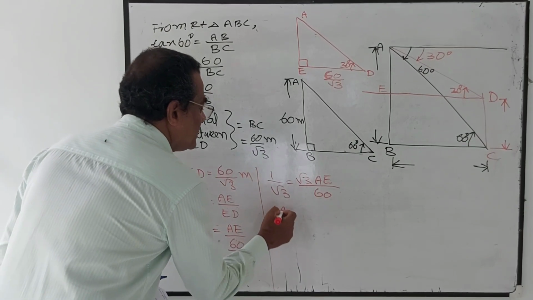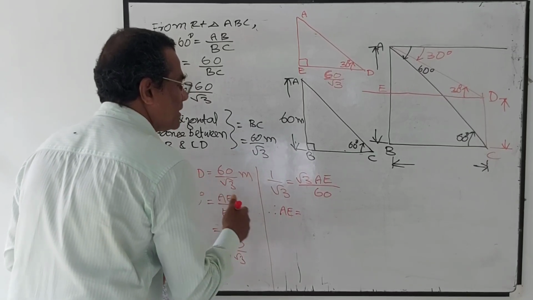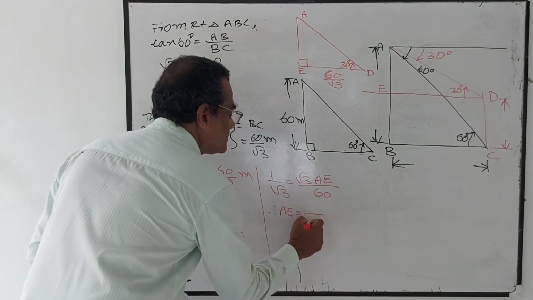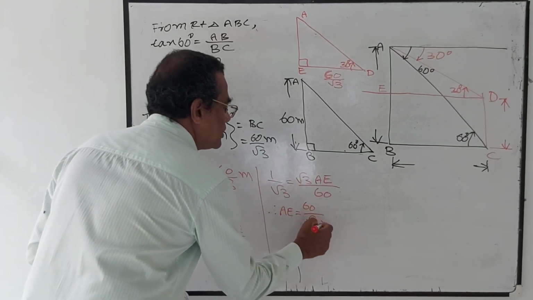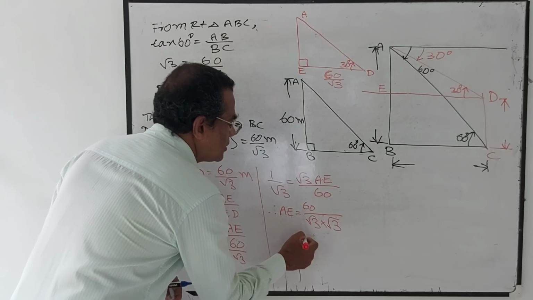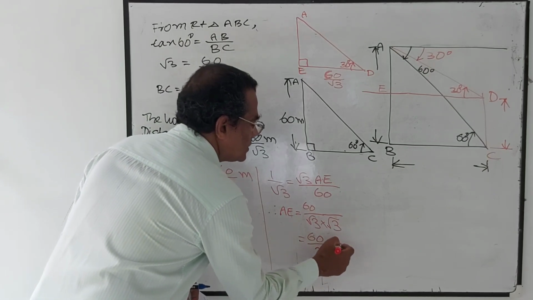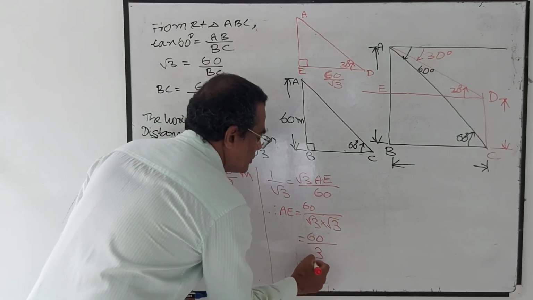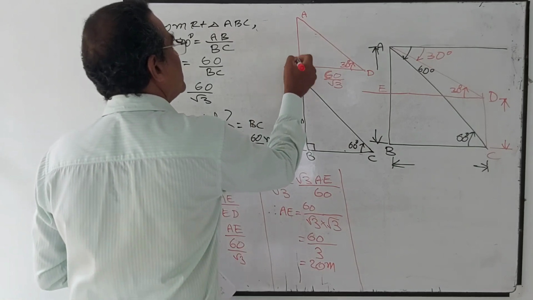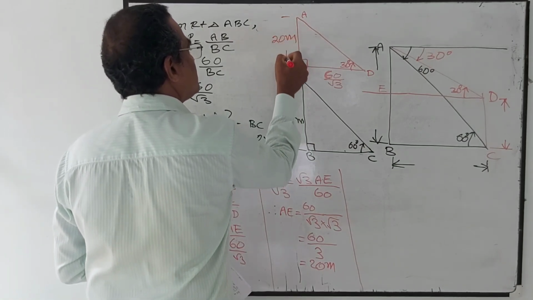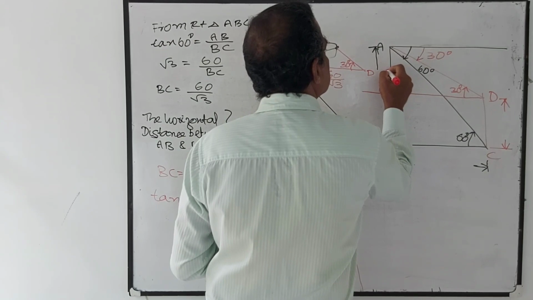Therefore, AE equals, keep AE here and bring all this to this side. There is a 1 by root 3 here. 60 will go to the numerator and root 3 will come to the denominator. That is equal to 60 divided by root 3 into root 3, means 3. So this is equal to 20 meter. So this distance we obtained as 20 meter. That is, this is 20.